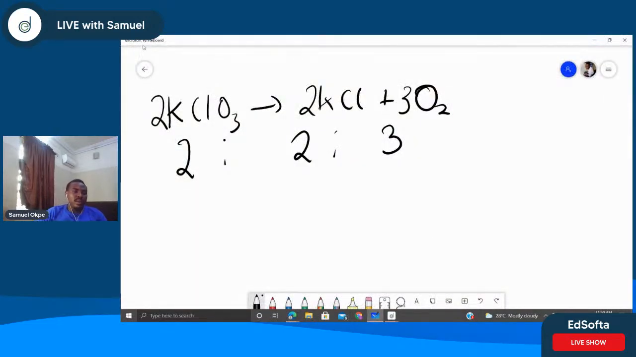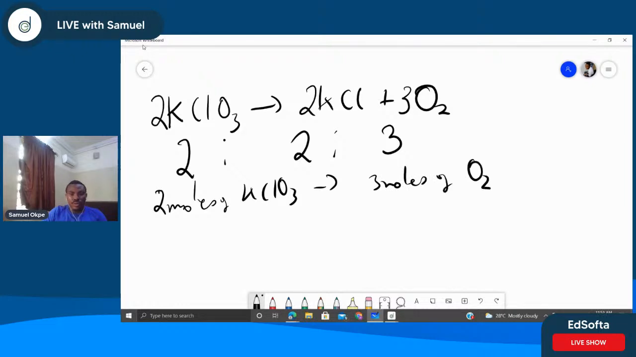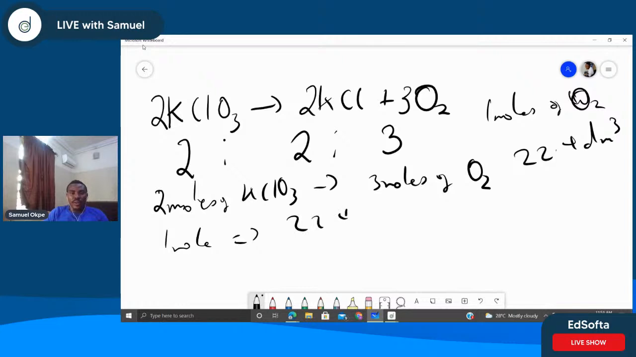So now this is very simple. We know that 2 moles of KClO3 is going to give us 3 moles of O2. But now we all know that 1 mole of O2 is 22.4 dm cube. So all we have to do is, if 1 mole is 22.4 dm cube, they are talking about volume, so you know that your molar volume must always come up. How much will 3 moles be? So 3 moles will be X.